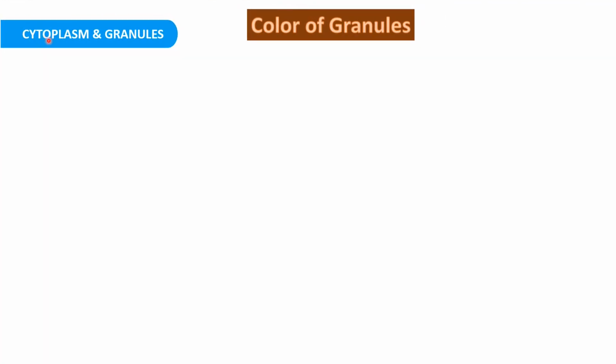So the third step is cytoplasm and granules. We have to look into the cytoplasm, and particularly into the granules. We have to find out the color of the granules. First we have to see whether granules are present or not, and then if granules are present, we have to find out the color of the granules.